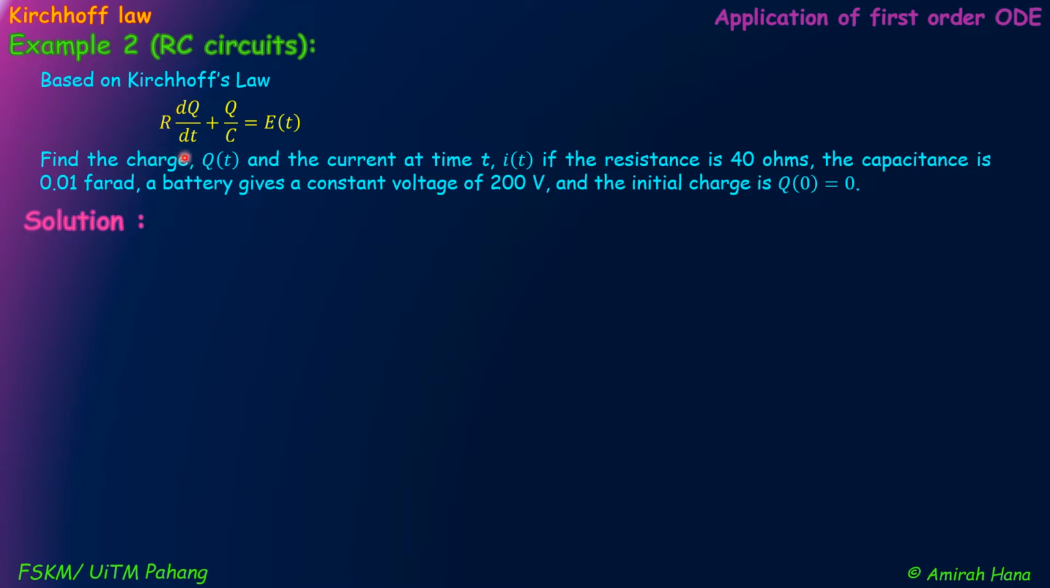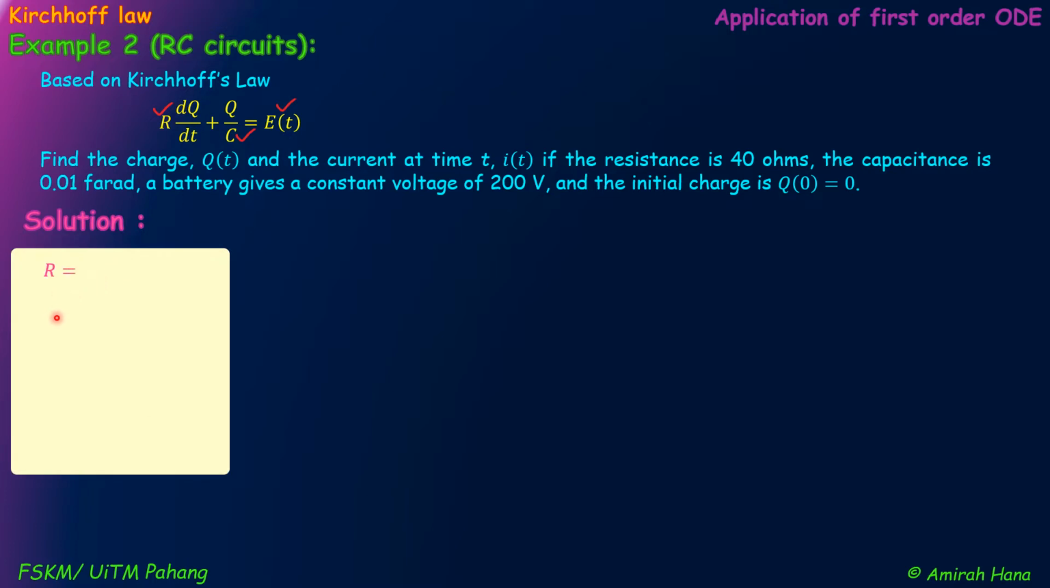To solve this question, first we extract the given information, which is R, C, and E(t). From the given question, we need to find the charge q(t), so we can write q(t) equals question mark. Then we have the current at time t, i(t). We want to find the charge q(t) and the current i(t), so we can write i(t) equals question mark.